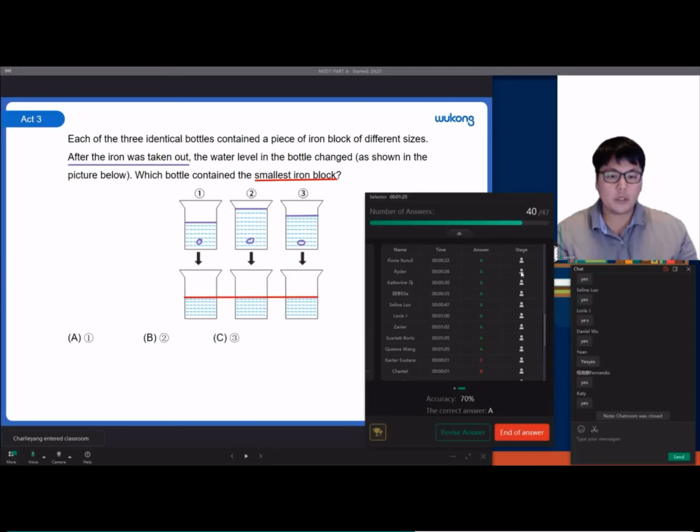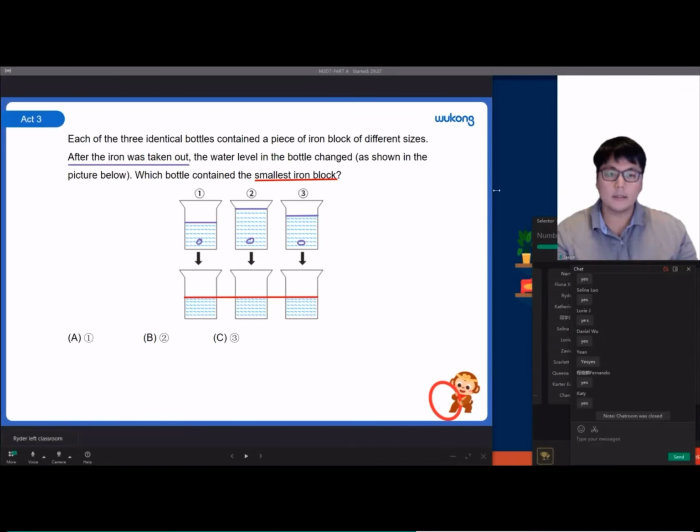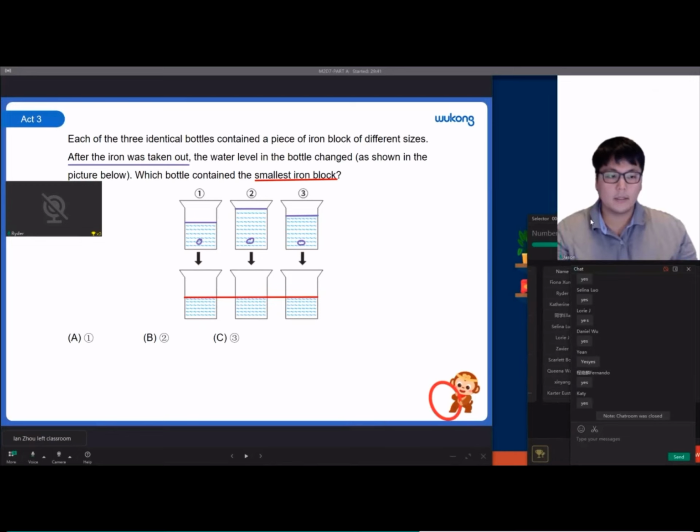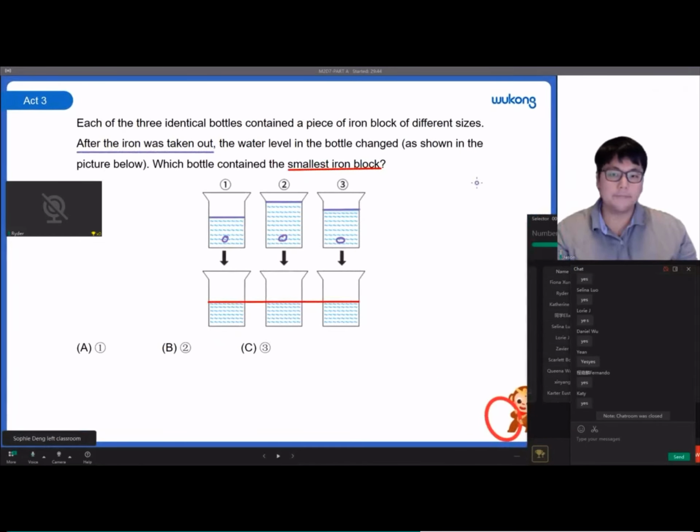Alright, so for this question, I'm going to ask Ryder. So hello, Ryder. Can you hear me? Yes. Alright, so how did you do this question, Ryder? So what I did is, the answer is A. Okay, why do you think it's A? Because the first one has the least amount of iron.